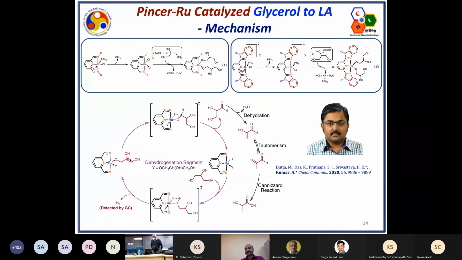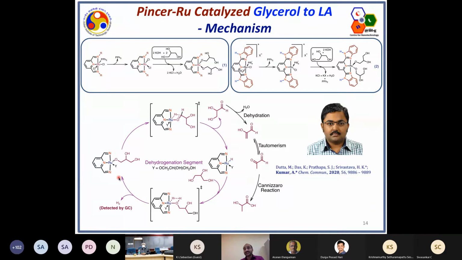So what is the mechanism? The first step is the beta hydride elimination to give glyceraldehyde and to generate the ruthenium hydride species. This ruthenium hydride species can now undergo a sigma bond metathesis with glycerol to give hydrogen, which is detected by GC, and give back the catalytically active species.